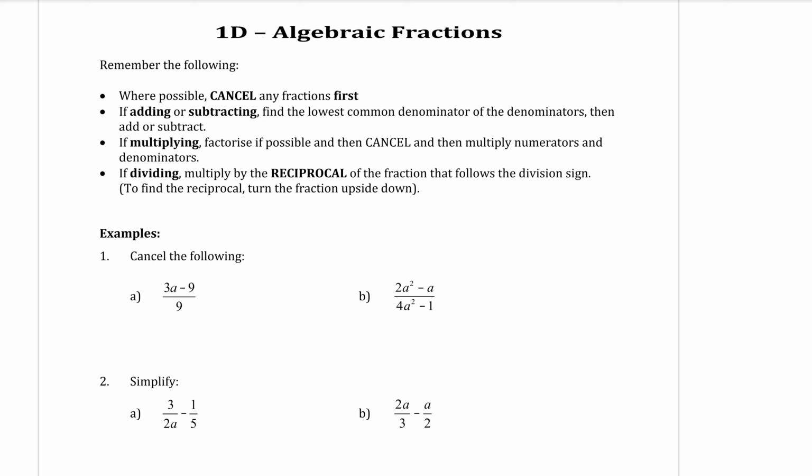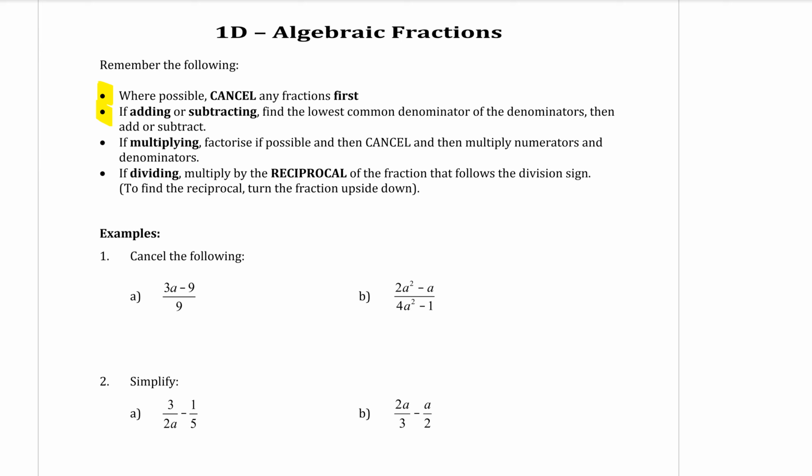Dot points. Where possible, always cancel your fractions first. Sometimes you'll have to factorize first to be able to do that, but always try to cancel out as much as possible first. If you are adding or subtracting fractions, then you must have a lowest common denominator to do that, and then you're able to add and subtract.